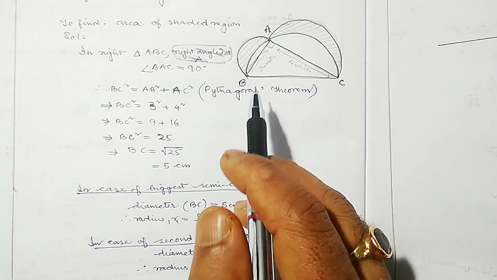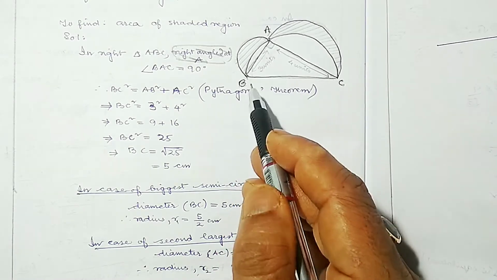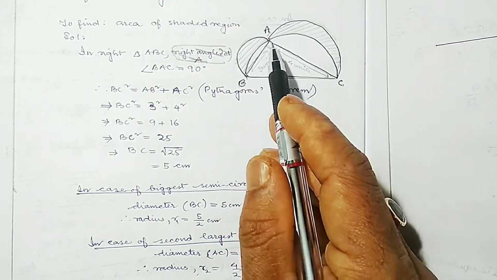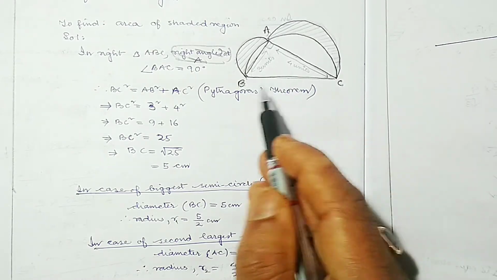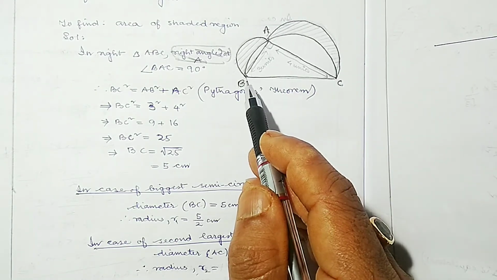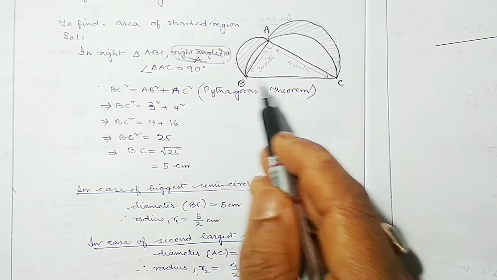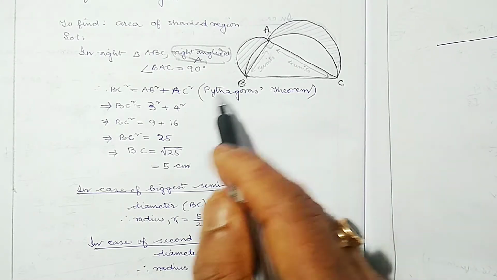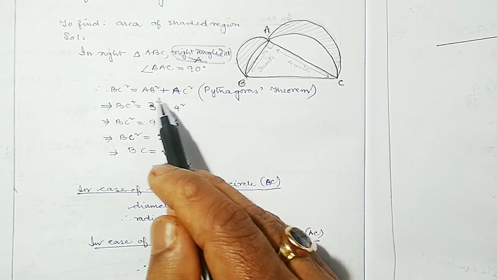Now in this sum we are to find the area of the shaded region. Now in triangle ABC, angle BAC equals 90 degrees. Since this one is 90, BC is the hypotenuse. Since BC is not given in the question, using the Pythagoras theorem we can calculate BC. So we can write BC square equals AB square plus AC square.